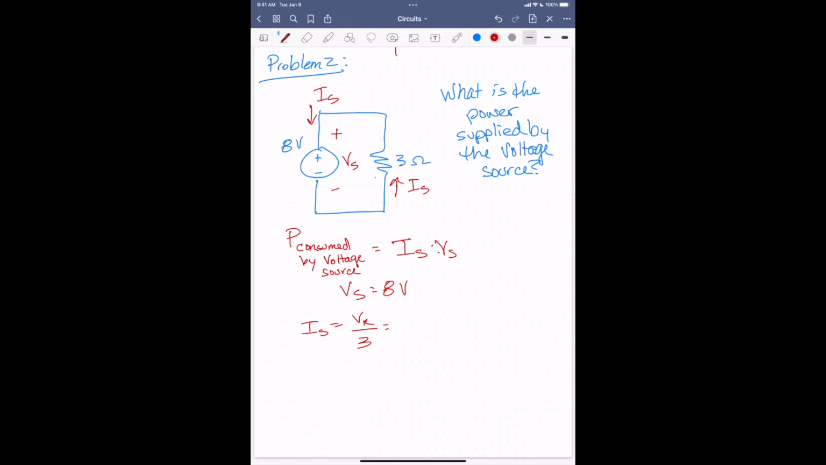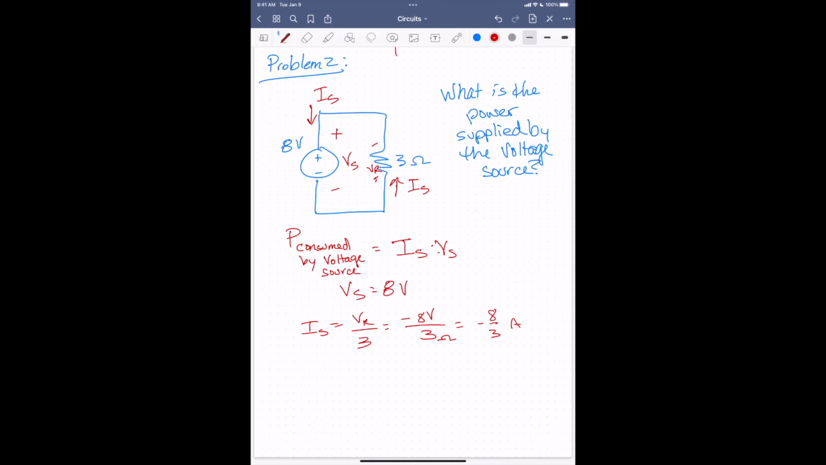Again, we're defining VR where the current goes into that positive resistance. And since I'm defining it, I have the choice of how to do it. So we know that VR is going to be minus 8 volts, the opposite of the power source, divided by 3. So IS will be minus 8/3 amps. And we'll just leave it as a fraction. So now we know what IS is. IS going this way is the same as this IS going here.